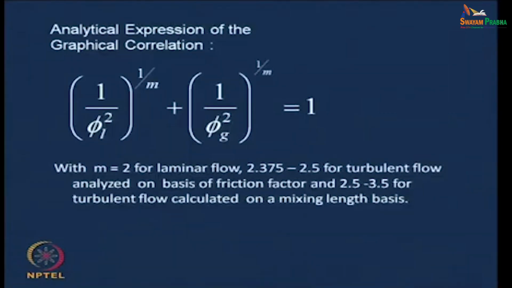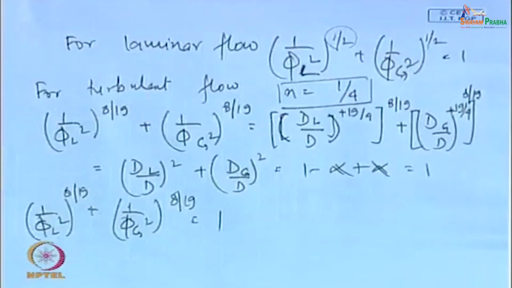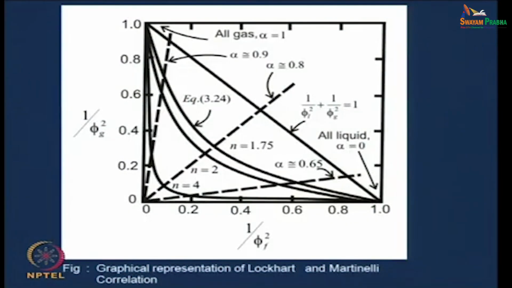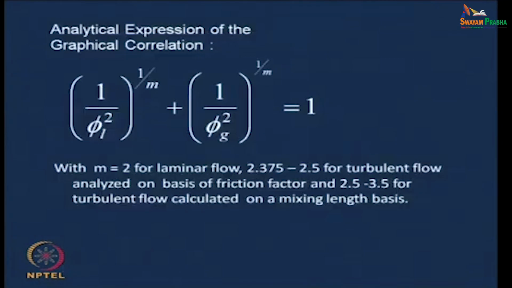You try to calculate the turbulent flow case on a mixing length basis and find out what is going to be the value of m in that particular case. You will find that the value of m under that particular condition is going to be 2.5, and more or less with experimental data they have found it varies from 2.5 to 3.5. Okay. So, therefore, this is the analytical expression of the graphical correlation which was originally proposed, but now of course, this analytical expression is much more used.